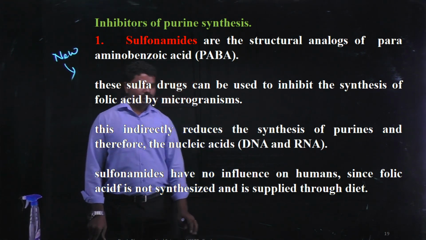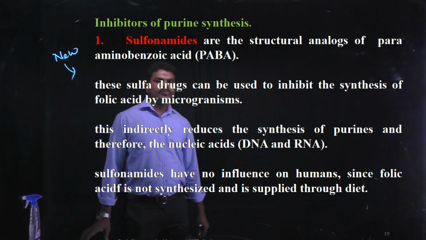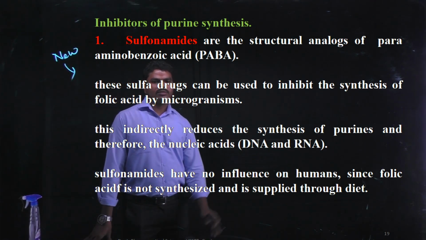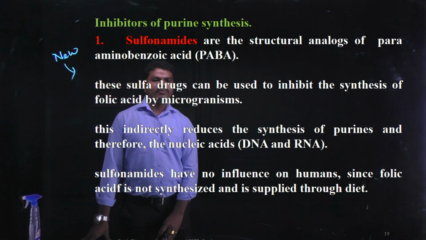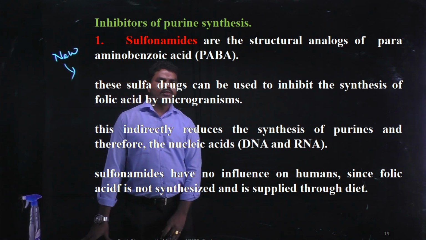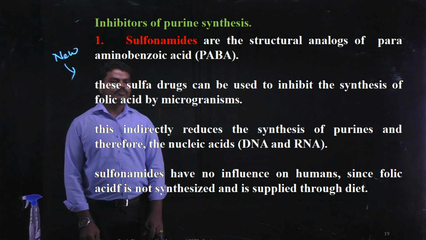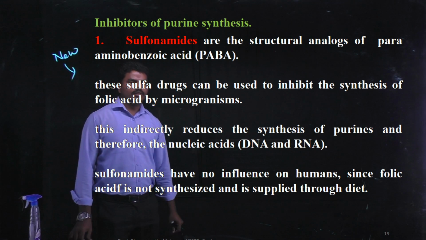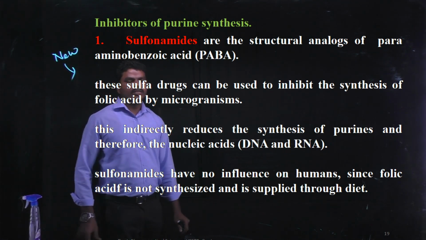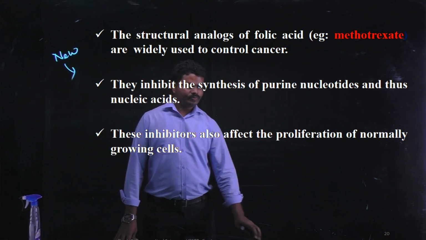And coming to the inhibitors of purine synthesis, some inhibitors like sulfonamides are structural analogs of para-aminobenzoic acid. These sulfa drugs can be used for inhibiting the synthesis of purines in microorganisms. So this indirectly reduces the synthesis of purines and nucleic acids in microorganisms. These sulfonamides do not show any influence on humans, since folic acid is not synthesized but is supplied through the diet for humans.